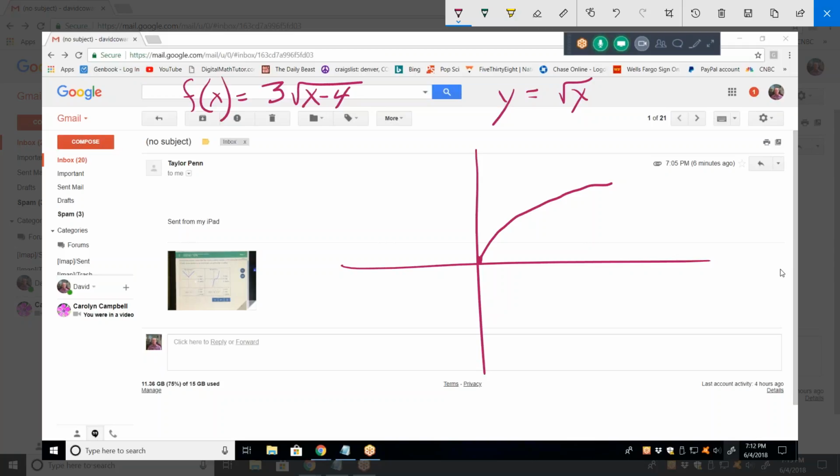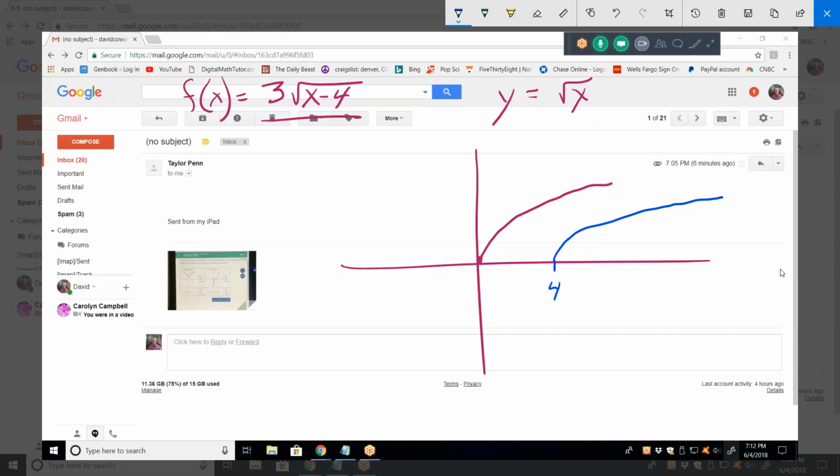So what things are being done to that function right there? Let's start with what's inside the radical. What does the 4 do? It moves it to the right, 4 spaces or points. And it does not change the shape. I don't know whether there's a mathematical term for that. I would say those two curves are parallel, although that is not a term I've ever heard used in math to compare two curved lines. But you know what I mean, I think.